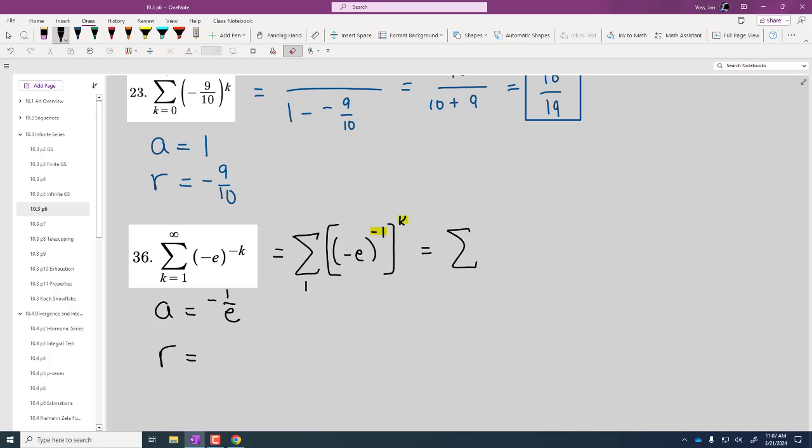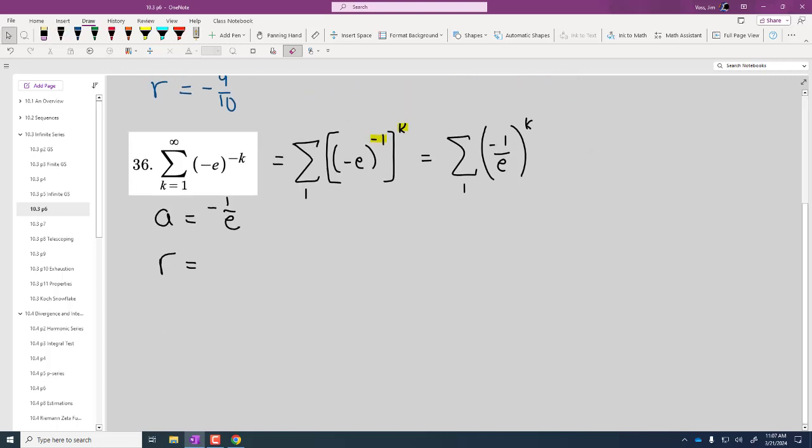as negative 1 over E, all raised to the k. So now we see our common ratio really nicely. If we have the exponent just being k, the common ratio is whatever the base of that is. So that tells us that our common ratio is in fact negative 1 over e. That is less than 1 in magnitude, so it will converge.